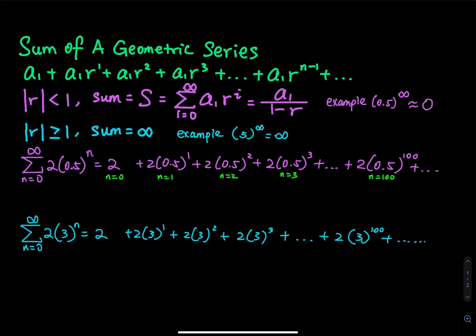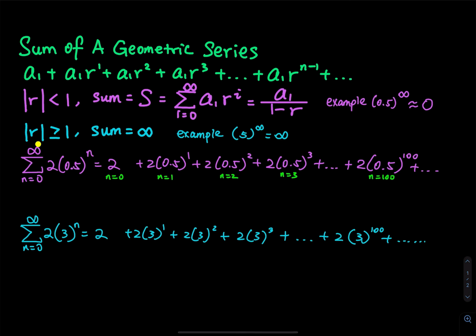Look, when r is less than 1, let's say 0.5, as we raise the common ratio 0.5 to a very large exponent, what happens? When you raise 0.5 to the 100th power or the 1000th power, the product is nearly 0, right? But if you raise 5 to infinity, the result is infinity. So that's why there is a second case.